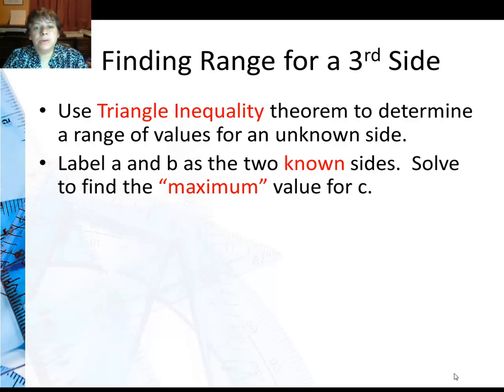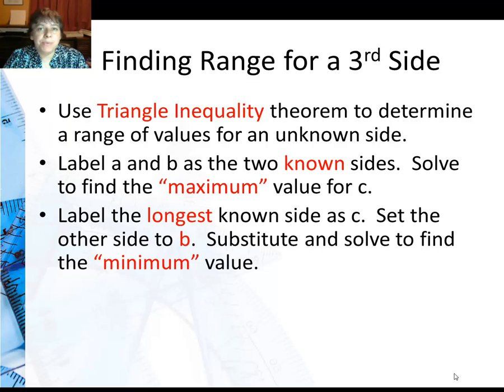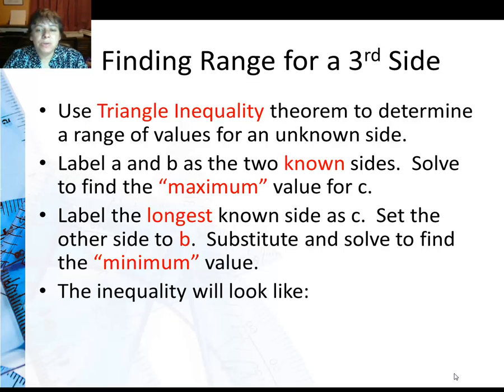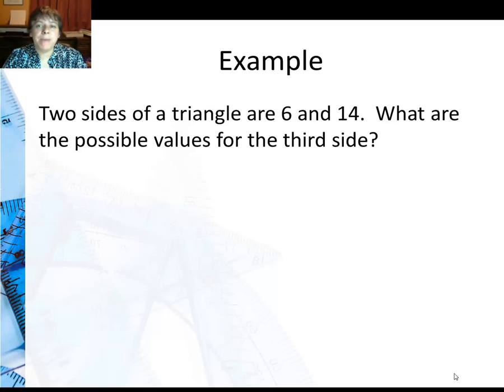First of all, we can assume that A and B are the two known sides, and we'll say they're the shorter sides. So we solve putting in the known sides as the shorter sides and set the maximum value to C. Then we label the longest known side as C and set the other side as B, and we substitute and solve to find the lowest possible value or minimum value. Again, we're not going to quite hit the minimum or the maximum, but we'll approach it very close, and that provides us a range. So essentially, the inequality will look like minimum is less than whatever the side variable is, which is less than the maximum.